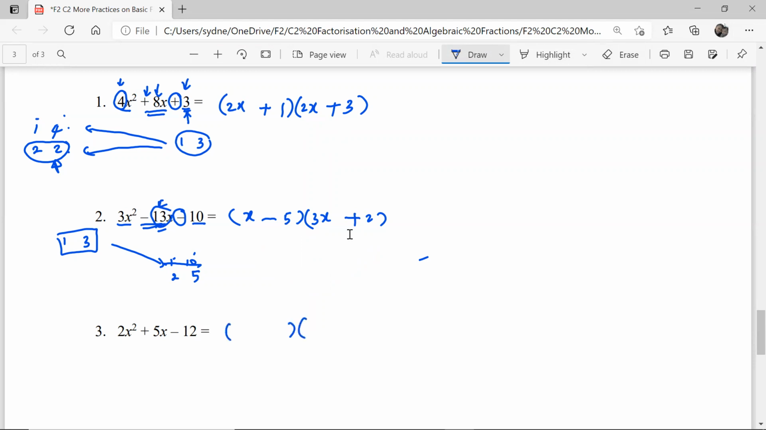So next, 2x squared. So 2x and 1x. Because 2, you only have one set of factors. That is 1 and 2. So we can fix the position of them.